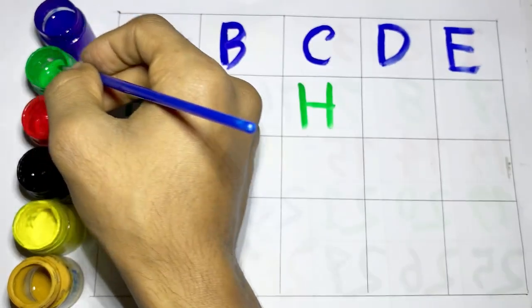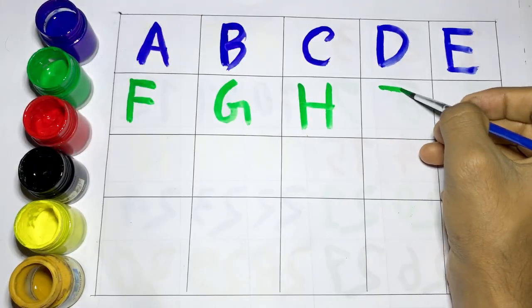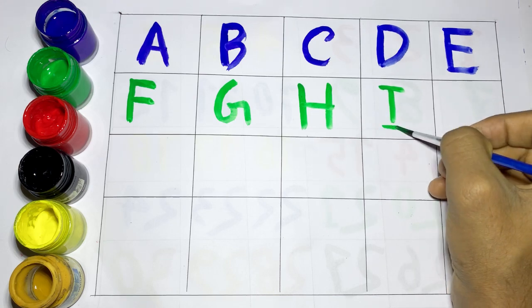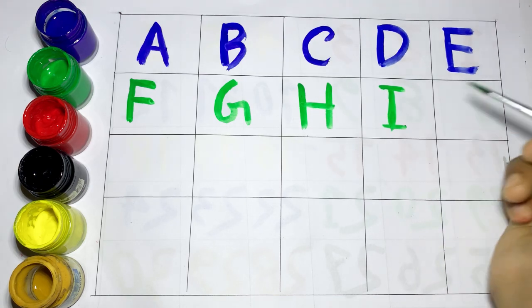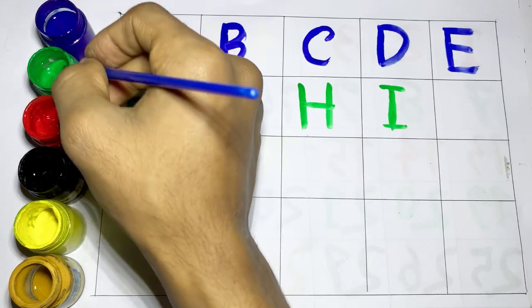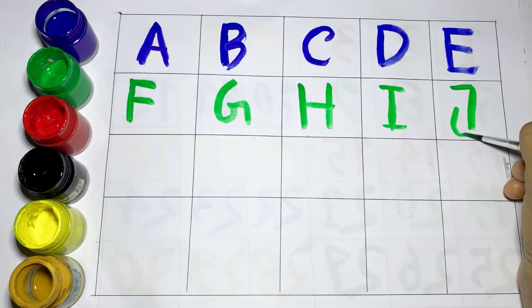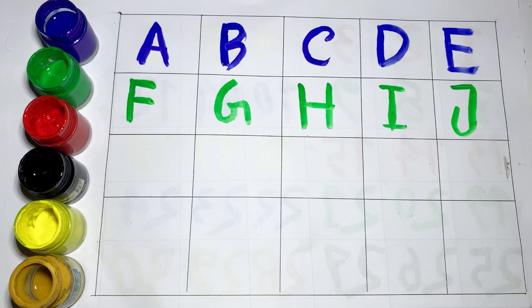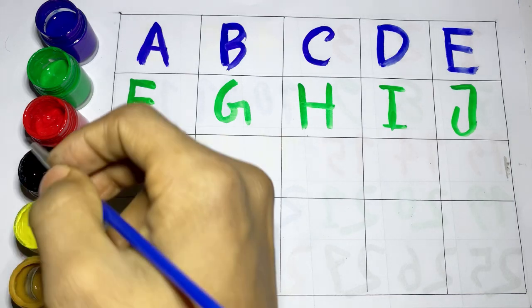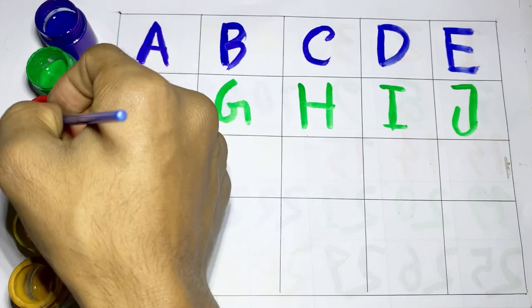Kids again use green color and draw I for ice, I for ice cream. Kids now draw J for joker, J for jackfruit. Kids now draw numbers. In first they draw 1, the numbers of 1, and use red color.